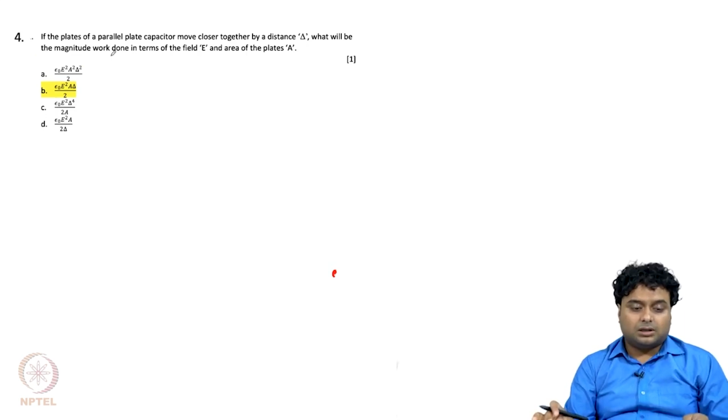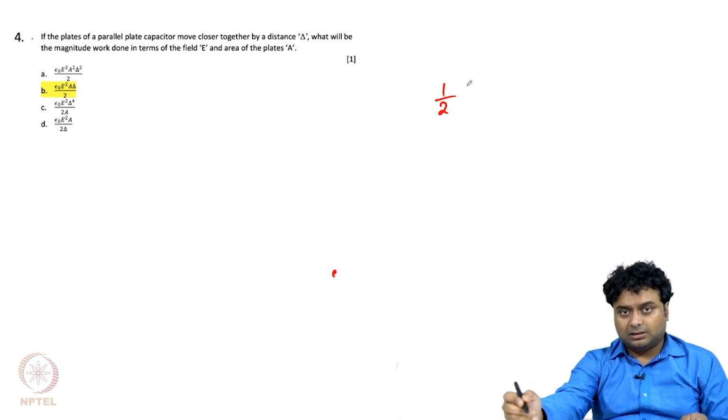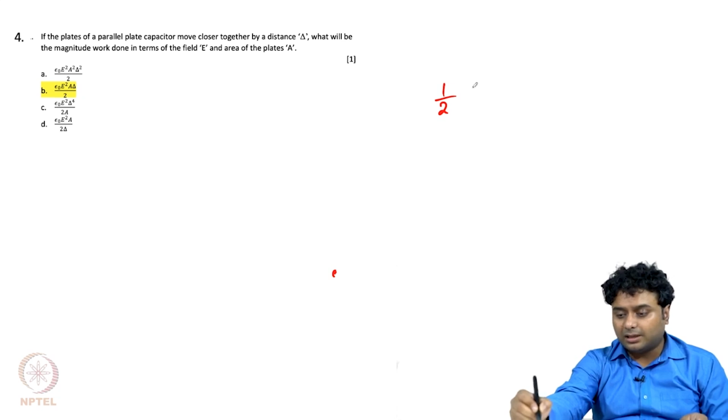Okay. Next question is, if the plates of a parallel plate capacitor move closer together by a distance delta, then what will be the magnitude of work done in terms of electric field E and the area of the plates A. In the last assignment also we have calculated the force between the two parallel plates, and we know that it is d/dx of the energy, or let us say if the gap is called r, then d/dr of the energy, and that gives me the force.